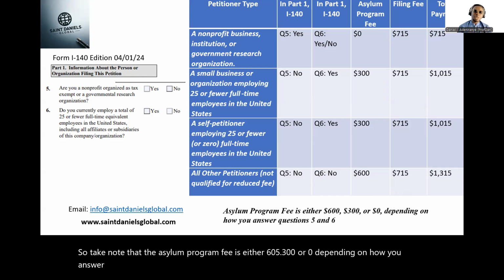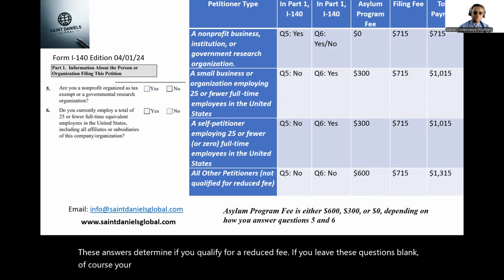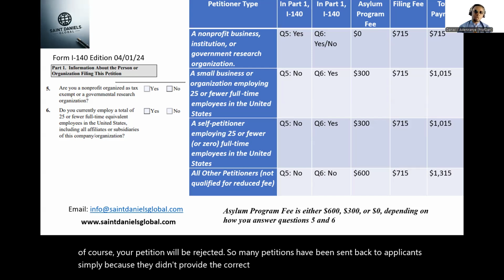questions 5 and 6 in Part 1 of the Form I-140. These answers determine if you qualify for a reduced fee. If you leave these questions blank, of course, your petition will be rejected. Many petitions have been sent back to applicants simply because they didn't provide the correct information or fees. So avoid that mistake and do the needful.